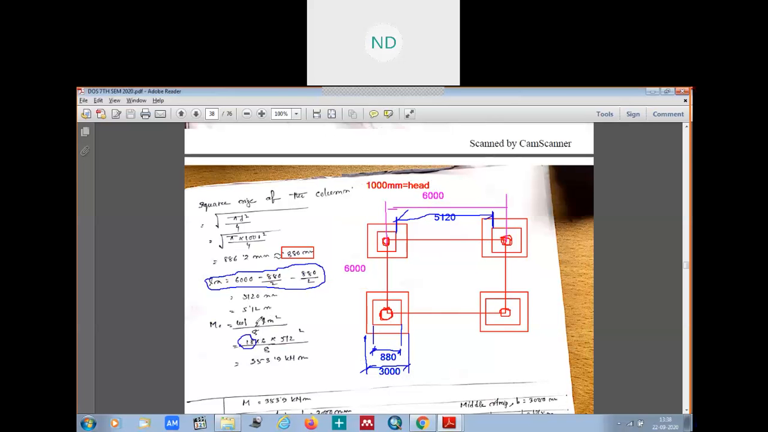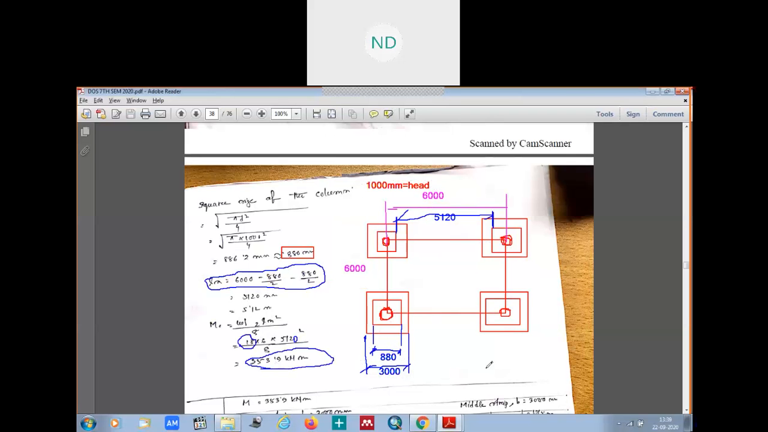Then we have L2 or L1, both are the same, and L is also the same. So 6,000, 6 meter, all these sizes are the same. 6,000, and ln we have already calculated, 5120 square. Okay, so we got our moment to be this much. This is done.